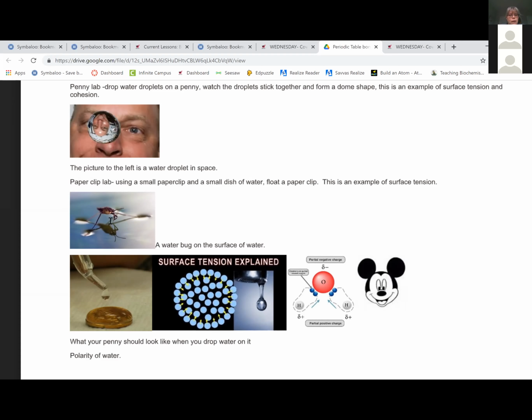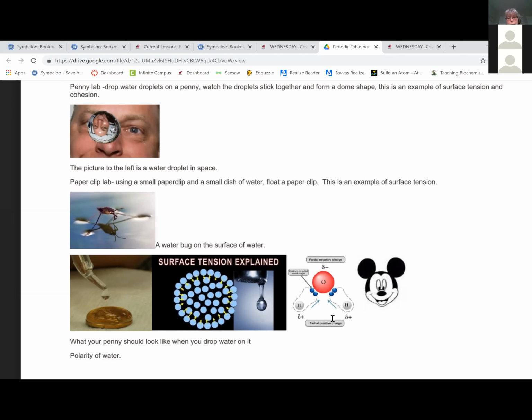Now, if we look down here, you see this little bug, see his little feet? See how it has like an indent, like he's standing on a trampoline? That is called surface tension, what's happening. Because the bug is actually heavier than water, he can sit on the top of the water on that surface tension. If that surface tension were to break, he'd fall in the water. But because he has the ability to sit on that surface, he doesn't fall in.